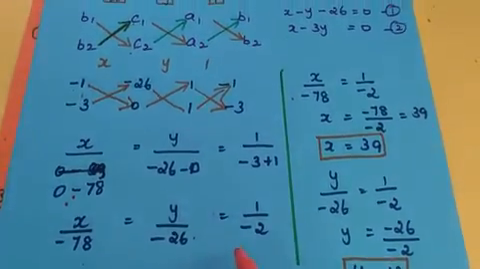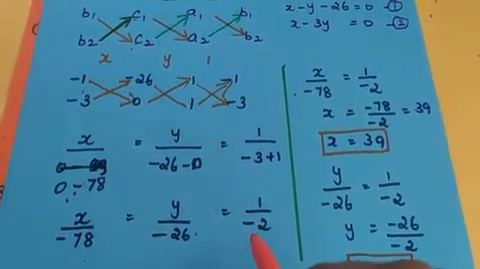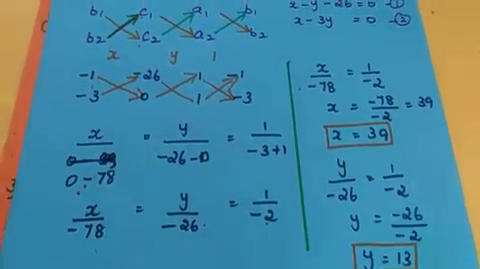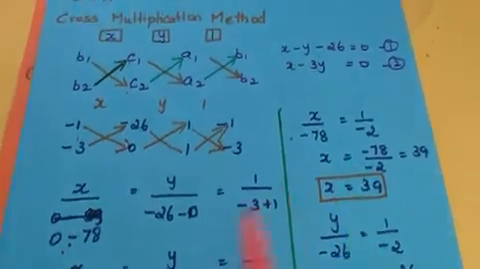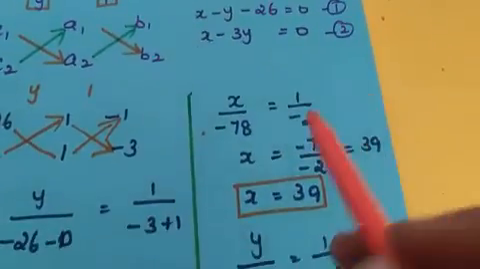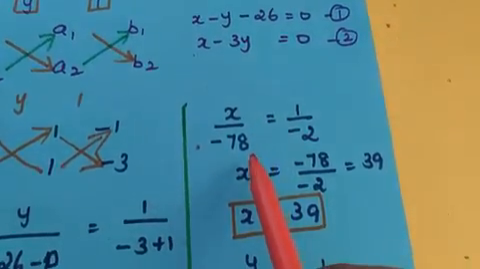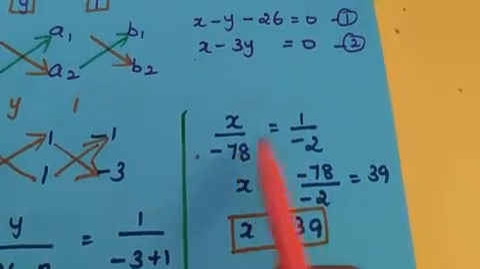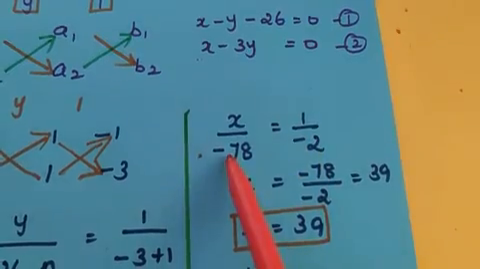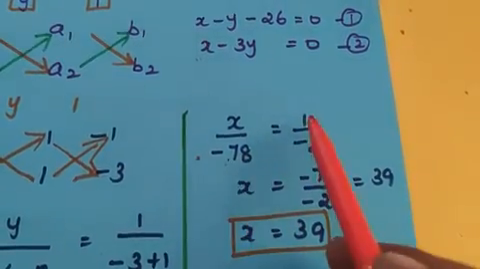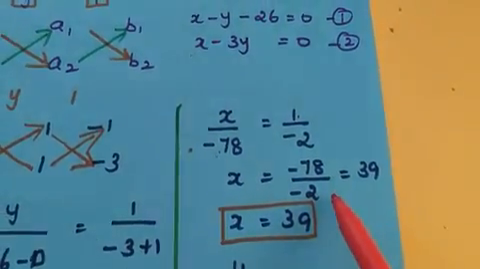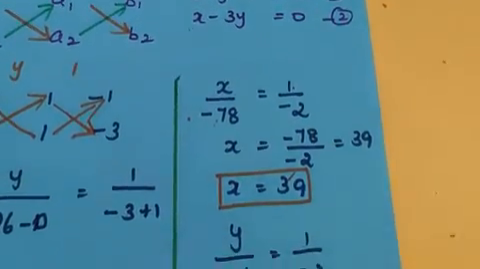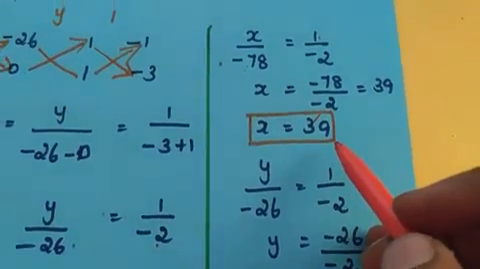The same way, we are going to compare the x with constant, again y with constant, so that we will get the x value. So x with constant, first I am comparing. X upon minus 78 equals 1 upon minus 2. So if we are comparing like this, what we will do? We will do the cross multiplication. So minus 78 comes here. So minus 78 upon minus 2 will become 39, because minus minus will be cancelled. You will get the answer as x is 39.